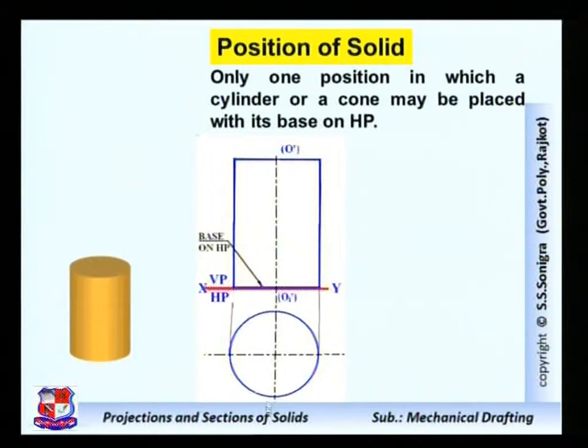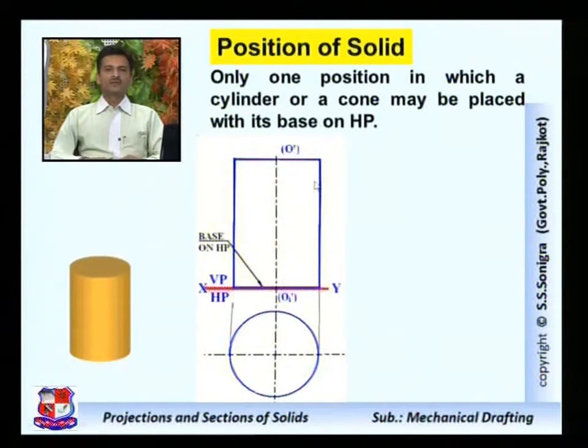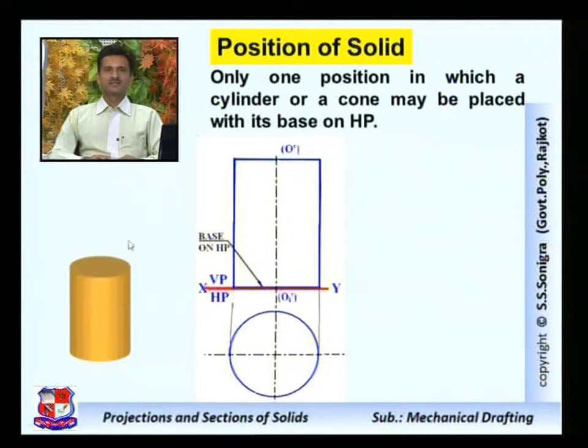So the top view will represent a circle with diameter equal to that of the cylinder, and the front view is a rectangle whose height is equal to the height of the cylinder. This is the axis and this is the base on HP. So only one possibility is there whenever it is given that the cylinder is resting on HP. If it is given that the cylinder is resting on VP, or that its circular face is on the vertical plane, then both views would be reversed. Its front view would be a circle and its top view would be a rectangle.